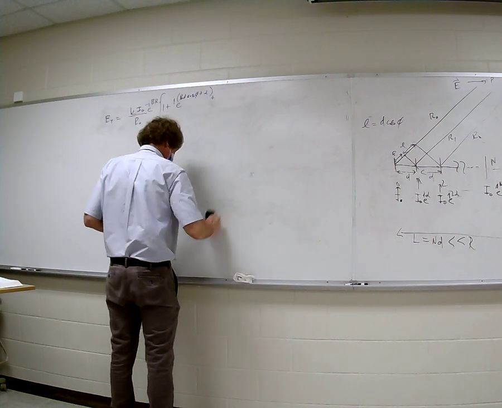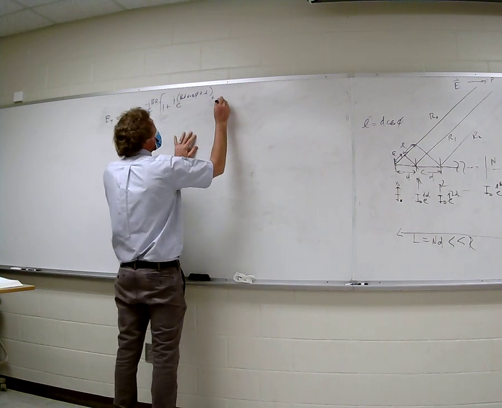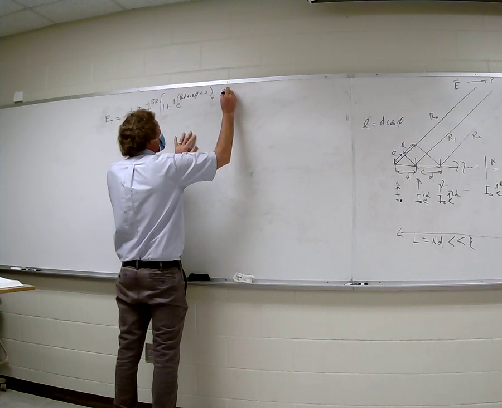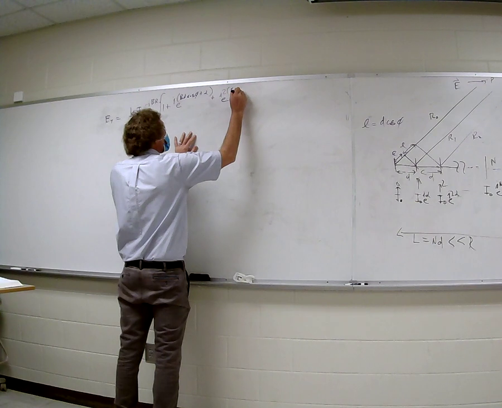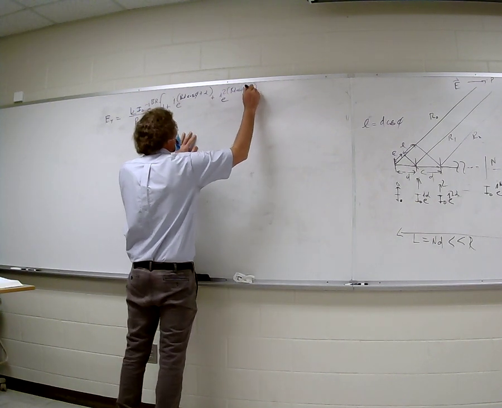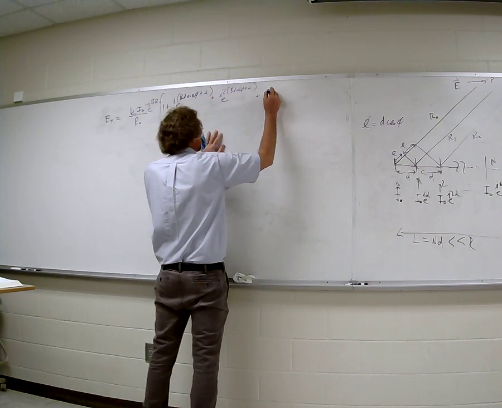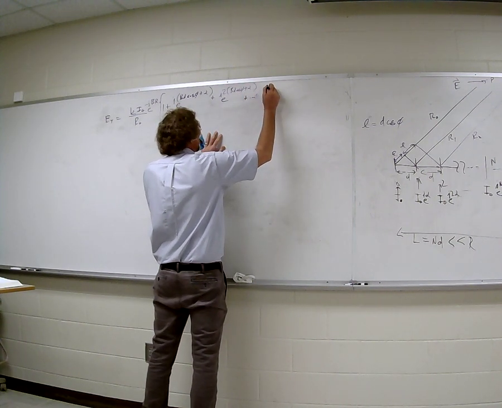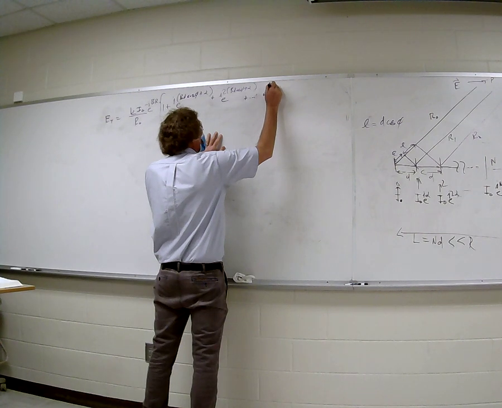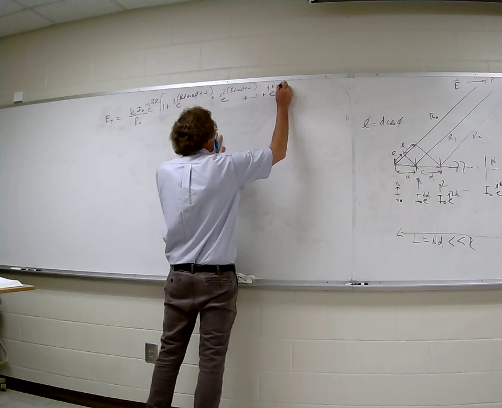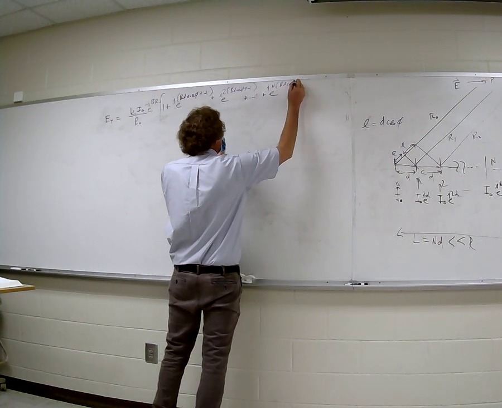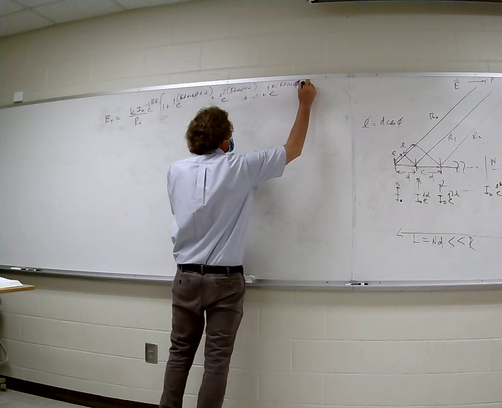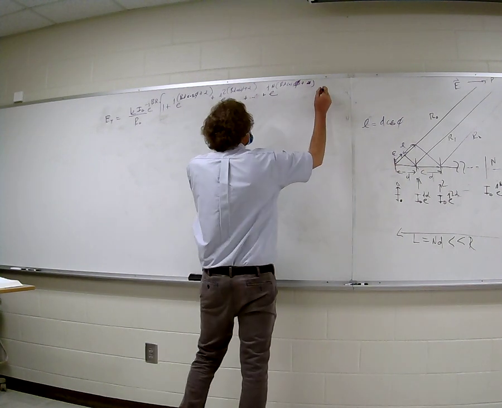I did that wrong. It should be plus e to the j 2 times beta d cosine of phi plus alpha, plus e to the, and then I'm going to do the dot, dot, dot, e to the j n beta d cosine of phi plus alpha. Can you all see that progression coming?